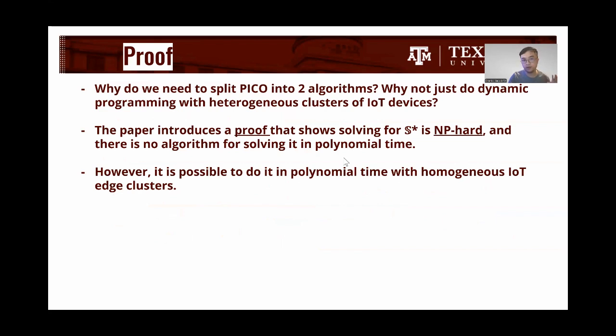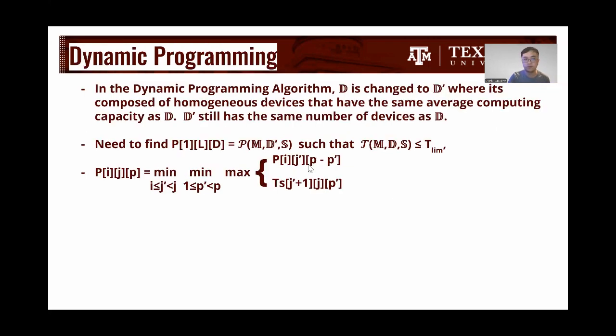Next, here's a proof. You may have been wondering, why do we need to split PICO into two algorithms? Why not just do dynamic programming with heterogeneous clusters of IoT devices? This paper introduces a proof that shows that solving for the special solution is NP-hard, and there is no algorithm for solving it in polynomial time. However, it is possible to do it in polynomial time with homogeneous IoT edge clusters. So that's why we had to split the algorithm.